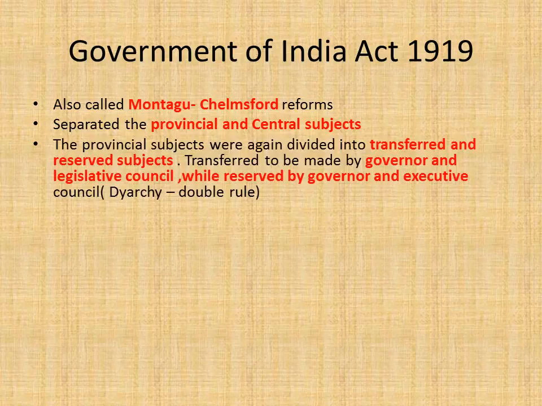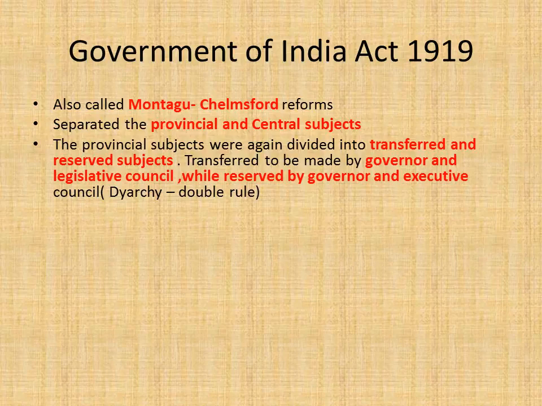Further, the provincial subjects, that is the subjects which were given to the provinces, were again divided into transferred and reserved subjects. Transferred subjects were those on which the governor and the legislative council could make rules, while in the case of reserved subjects only the governor and the executive council could make rules.